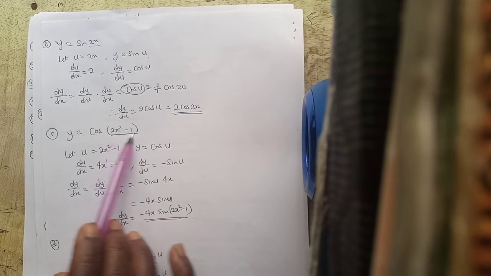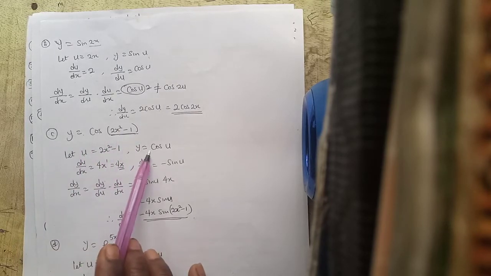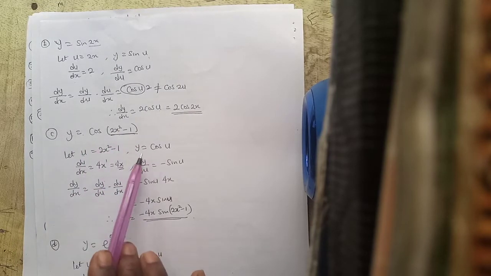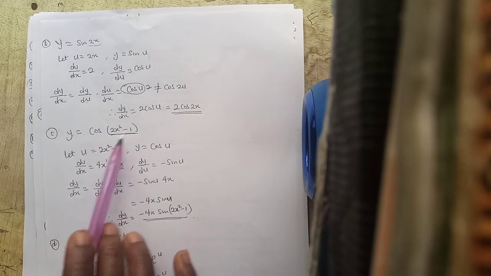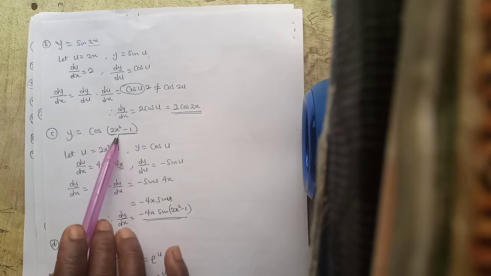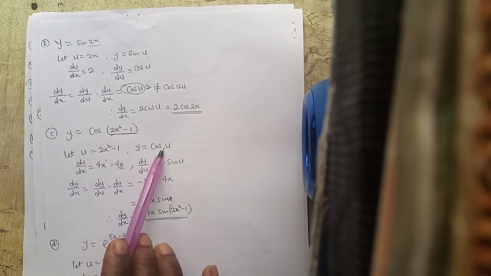If u is equal to this in the bracket, then our y will now be what? Cos u. Our y will now be cos u because this is y. y is cos of 2x squared minus 1. But we have set this 2x squared minus 1 to be u. Then y now will be cos u.